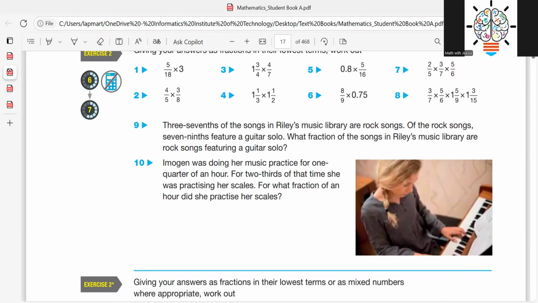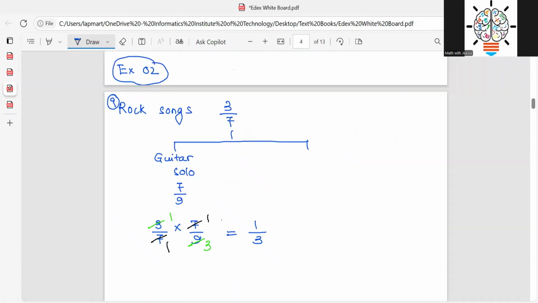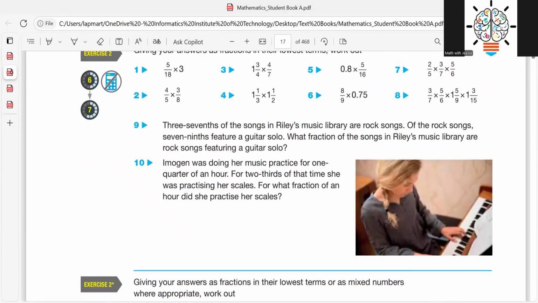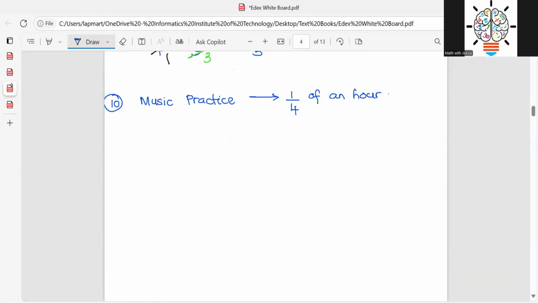Imogen was doing her music practice for 1/4 of an hour. So how are we going to write this, the 10th question? You just see that she is doing the music practice like this. While reading the questions, normally I copy down all these things. Practice. So that is 1/4 of an hour. Right? From this, what happened? For 2/3 of that time means which time? The 1/4 they are talking about.